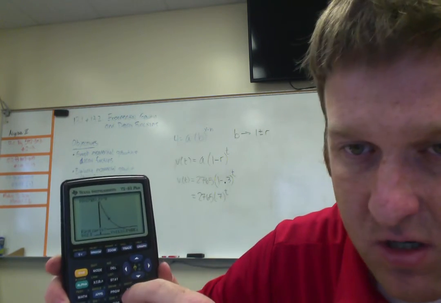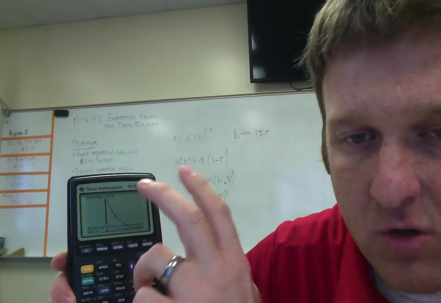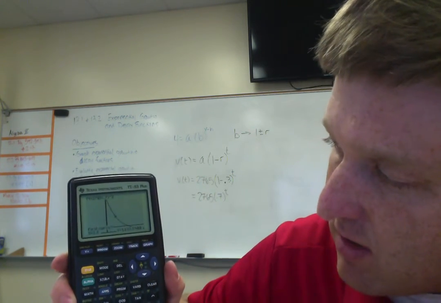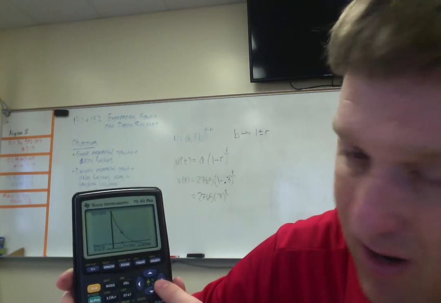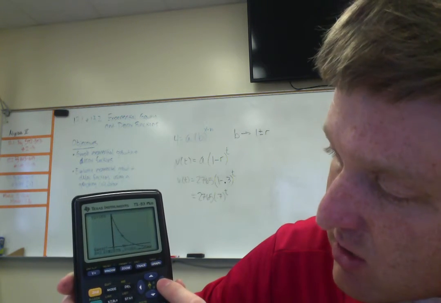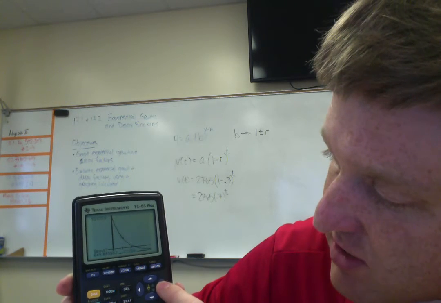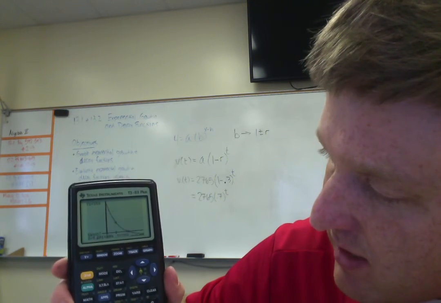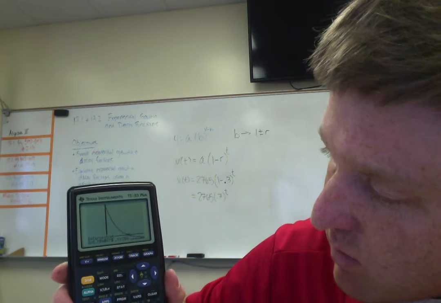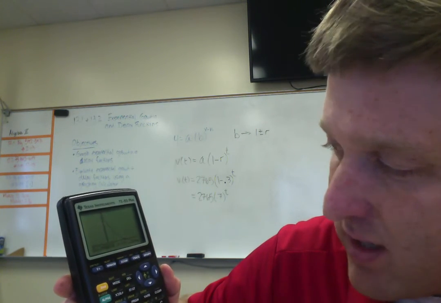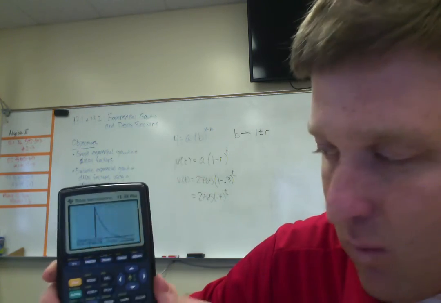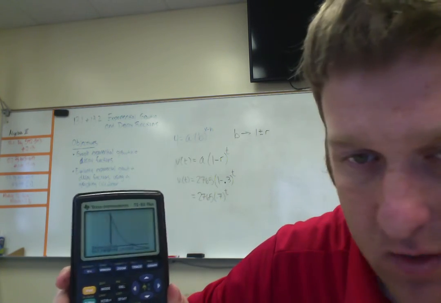It asks first curve, so it wants me to tell it which two curves I want to find the intersection of. First curve is that one, second curve is that one. Now it wants me to guess where the intersection is, so I move that cursor over somewhere close to where the intersection is, and I hit enter. Now it's working, and it says intersection at 5.7948078. When x equals 5.79 and y equals 350.